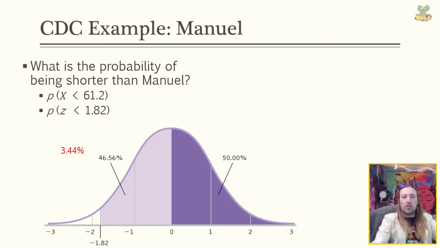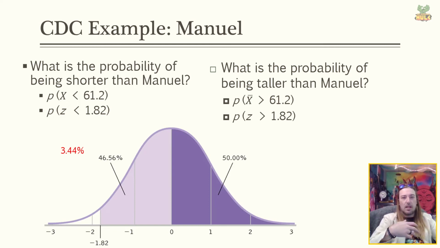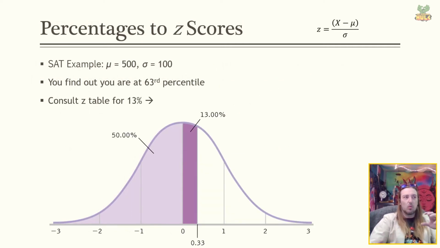Right? We could do the other side as well. What's the probability of the average of a sample, right? Or the probability of an individual being greater than 61.2. It's just going to be the counter of that, right? So 96.56%. We can also go from percentages to z-scores, or from z-scores back to percentages, right? Something you'll want to get used to doing because it allows you to really get comfortable with that z-table.